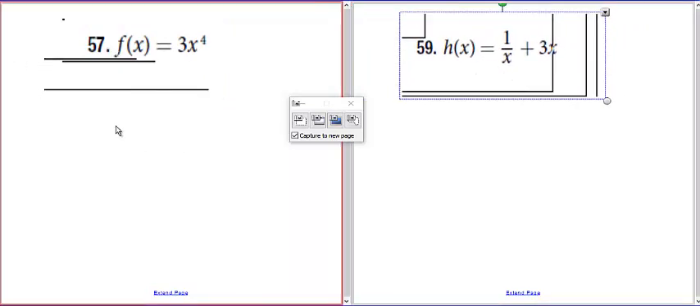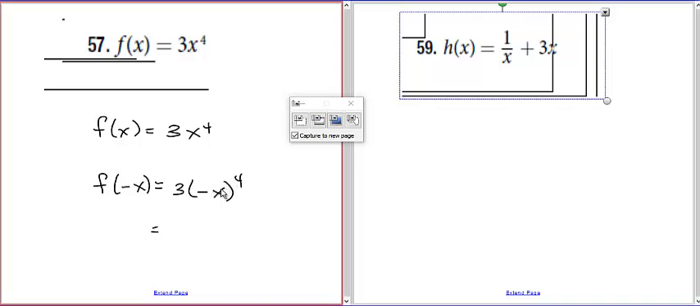So what you do is you evaluate f of x, which in this case is just 3x to the fourth, and then you do f of minus x. So we substitute for x, we put in negative x. When you take a negative quantity to the fourth power, it becomes positive. If you have an even number of negatives involved in an exponent, then it becomes positive. If there's an odd number, it becomes negative. So this simplifies down to 3 times x to the fourth. So you can see that f of negative x is equal to f of x, and therefore it's even.